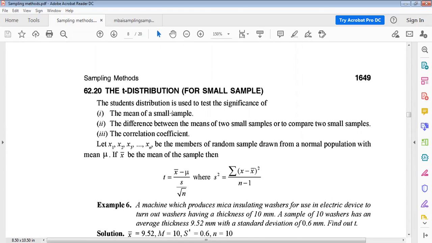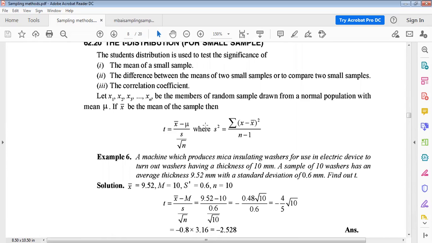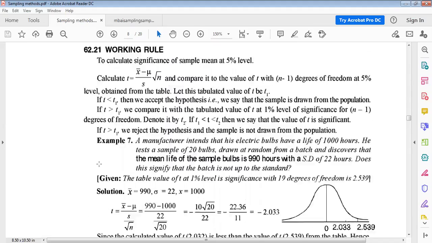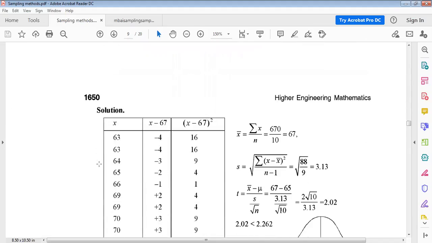T distribution, actually I have studied about this in our previous lectures on testing of hypothesis. We have studied 4 types of distributions: one is the Z distribution, then the F distribution, then the chi-square distribution, then the T distribution. 4 types of distributions we have completed. So I am not repeating this here.